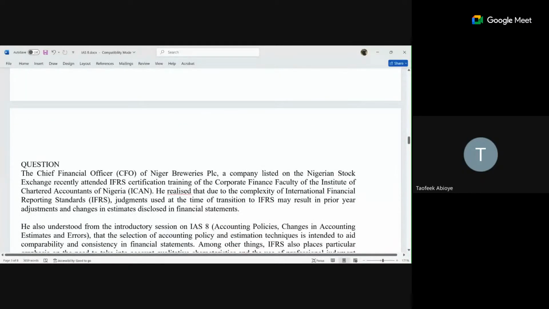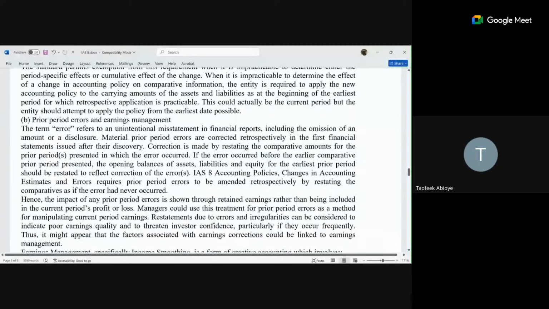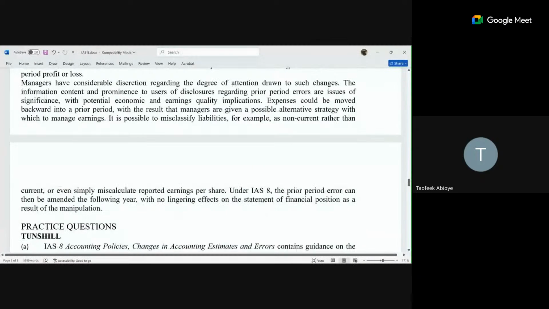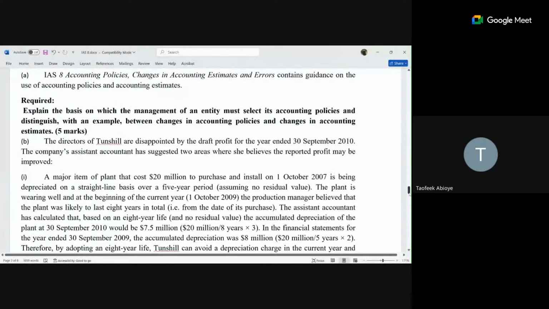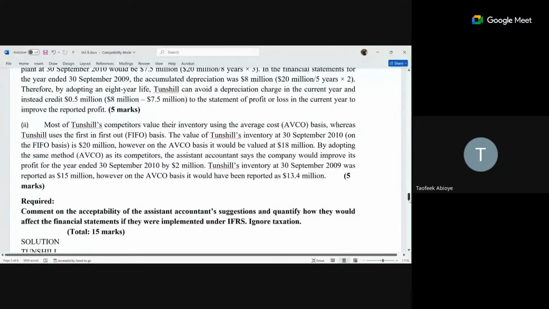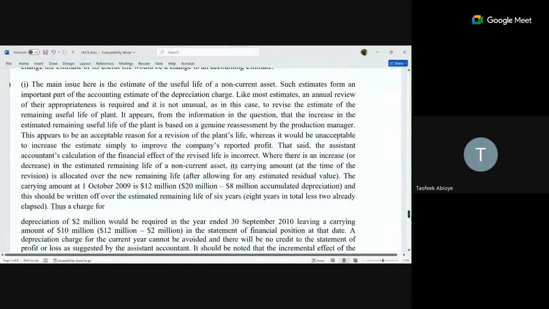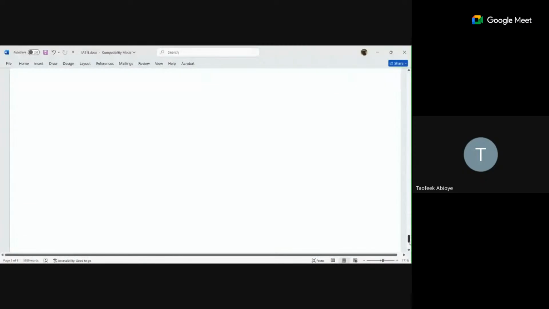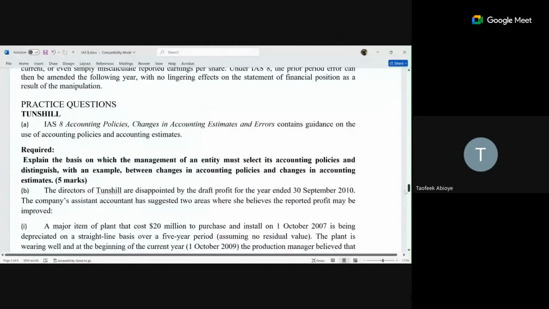So I think that is the end. The remaining part is just questions, and thank God some of these questions have solutions. Here I have some past questions, and they are marked. They have the solution here. So let's look at one question together.